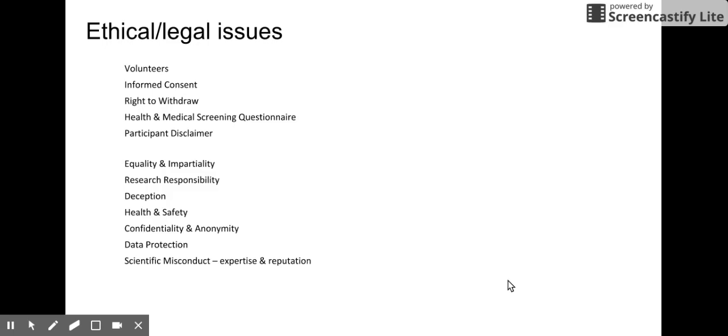Informed consent. This is the written or verbal voluntary agreement to participate. This is an ethical and legal requirement of research. Prior to this, disclosure of the study's procedure and potential risks must be discussed.